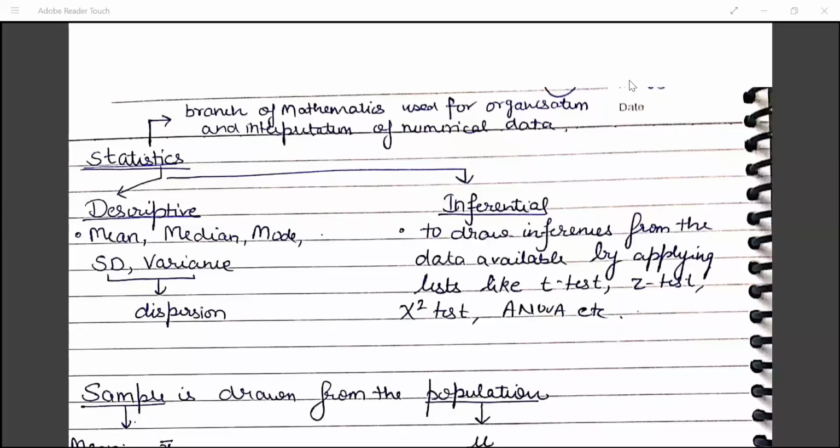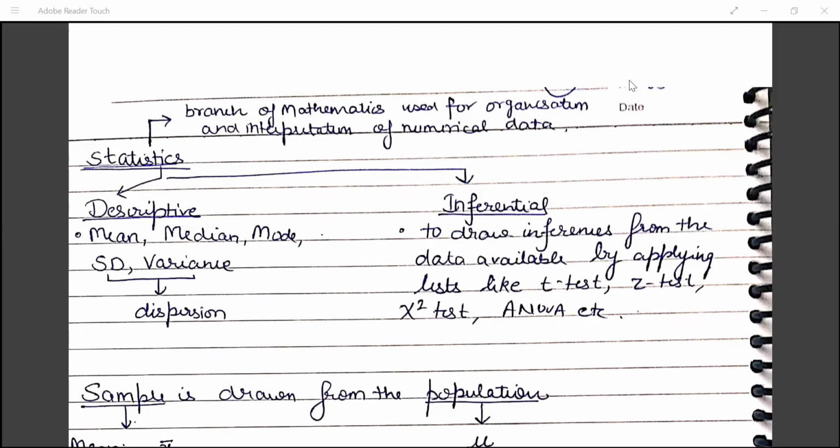Hello everyone. Today we will start with statistics. Statistics is that branch of mathematics in which we will first organize the raw data into meaningful numbers and then finally make interpretations out of that data. So statistics is divided into two parts. One is descriptive statistics, another one is inferential statistics.